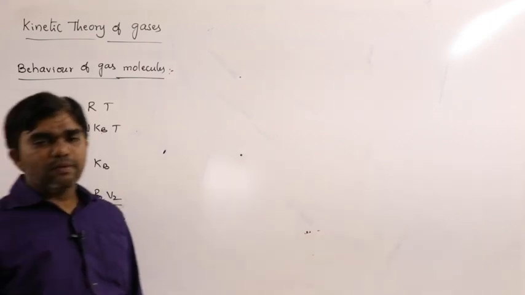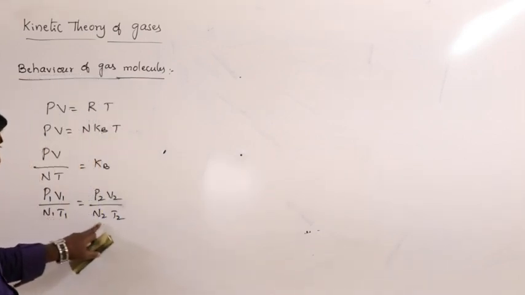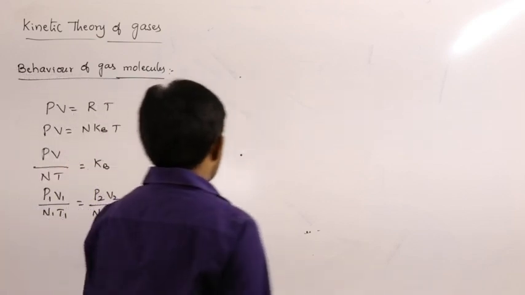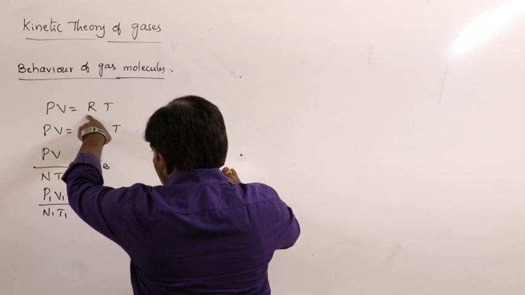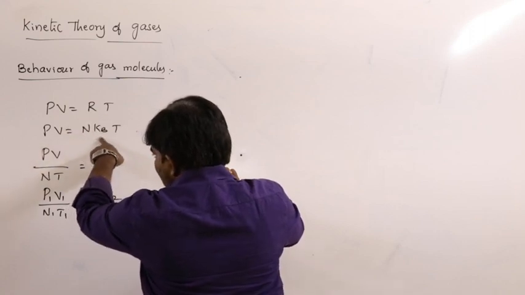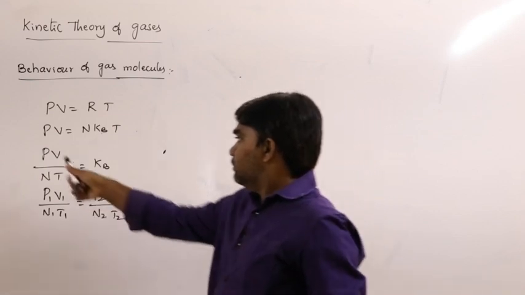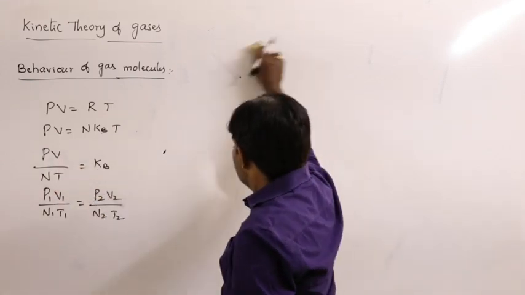N1 and N2 are the number of molecules per unit volume. Remember that. So this is another form of the ideal gas equation. PV equals RT, where R can be written as N K_B, where N is the number of molecules per unit volume. PV by NT equals K_B.